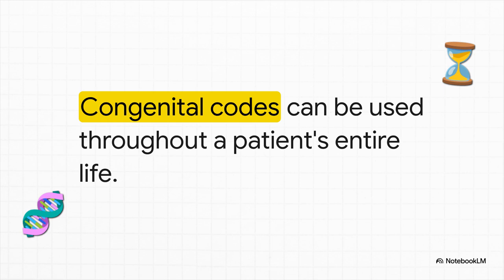Unlike those perinatal codes, which have that strict 28-day window we just talked about, congenital codes report conditions that are present from birth, but, and here's the kicker, they can be used throughout a patient's entire life. As long as the congenital condition persists or even just impacts the patient's care, you can and should report it, whether that patient is 2 days old or, frankly, 82 years old.